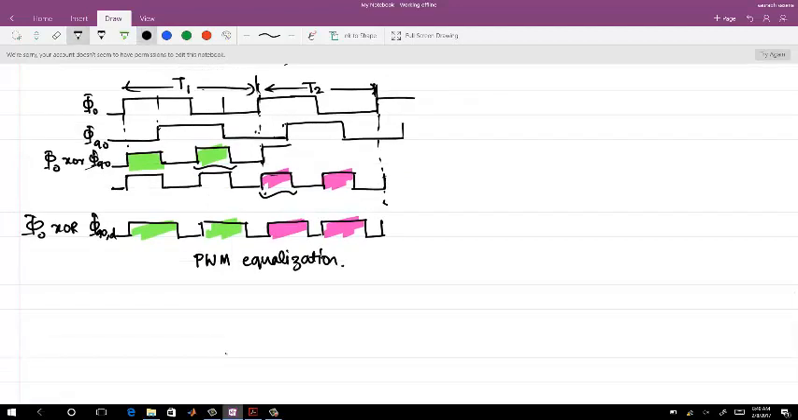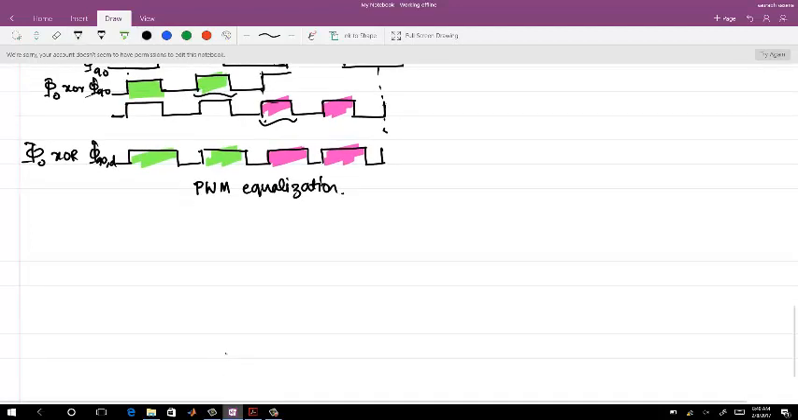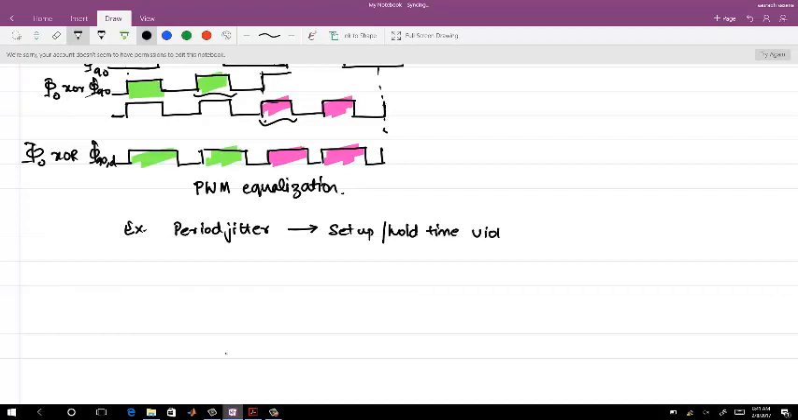The classic use of period jitter is in digital blocks. Another example is that your period jitter leads to setup and hold time violations in digital circuits.